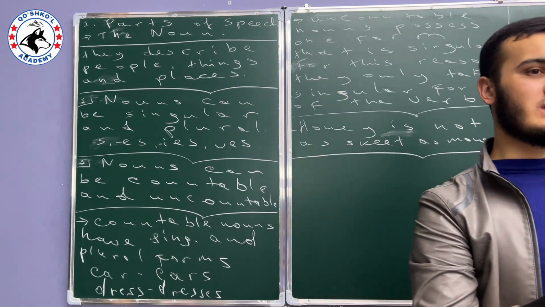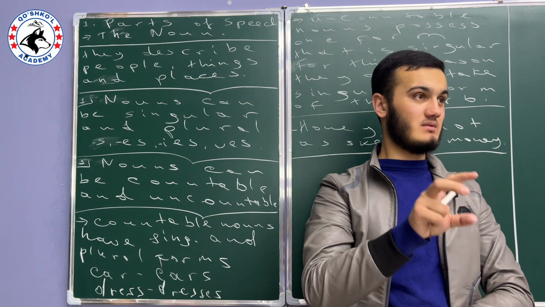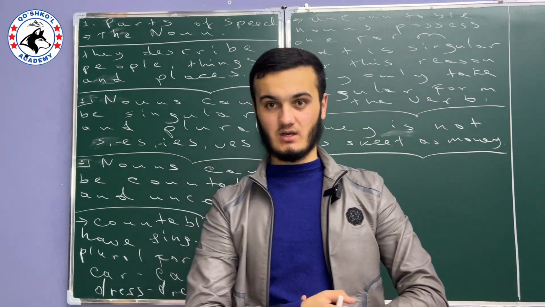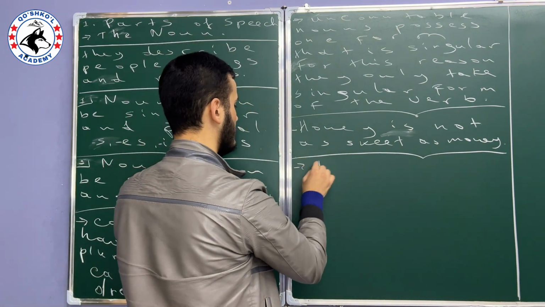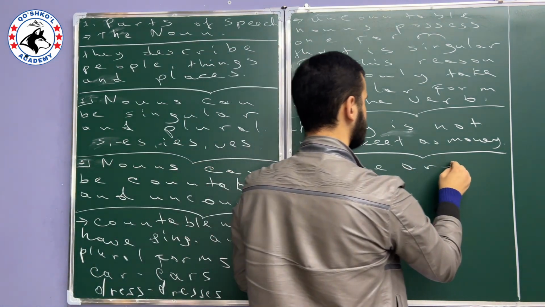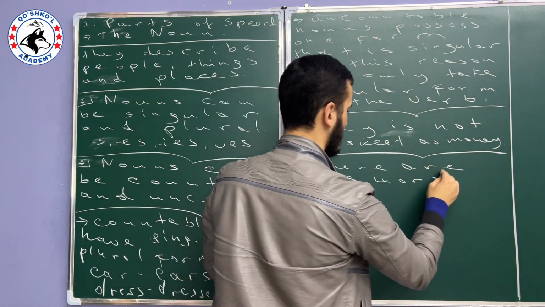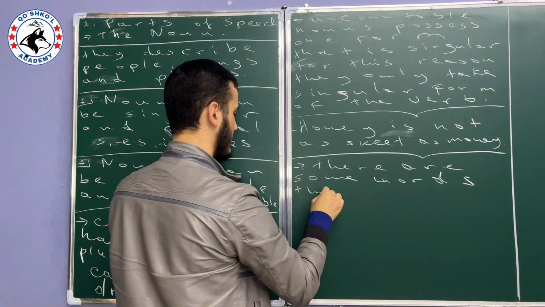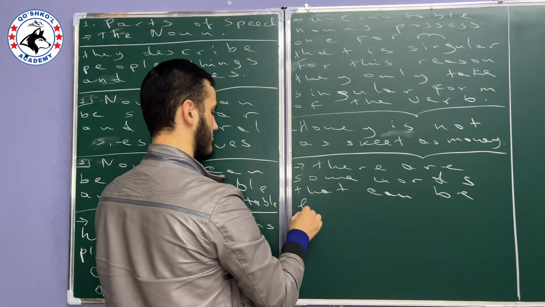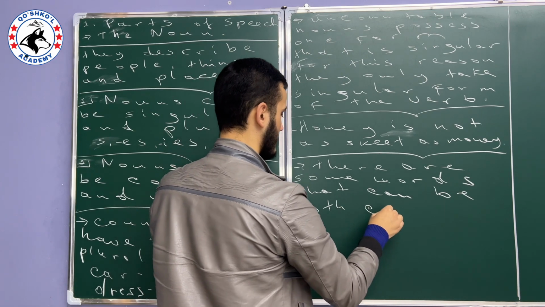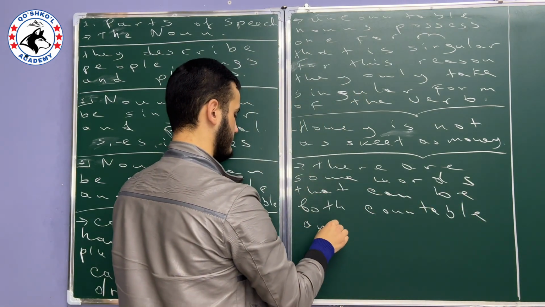Those words that we have mentioned are uncountable nouns, but some of them can be both countable and uncountable, you know? That's right. There are some words that can be both countable and uncountable.